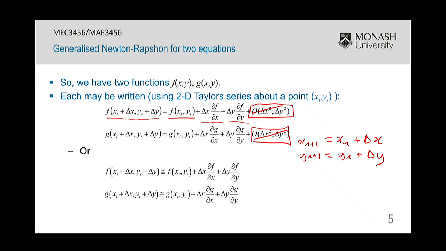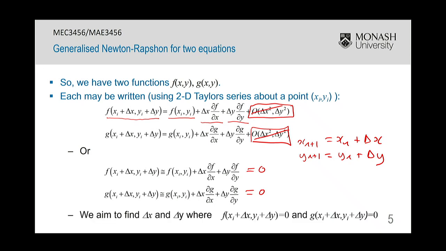So we're trying to find 2 points where these are both equal to 0. So the problem is reformulated by saying we're aiming to find delta x and delta y such that f of xi plus 1, yi plus 1 is equal to 0, and g of xi plus 1, yi plus 1 is equal to 0. And we do that by finding these two increments, delta x and delta y.